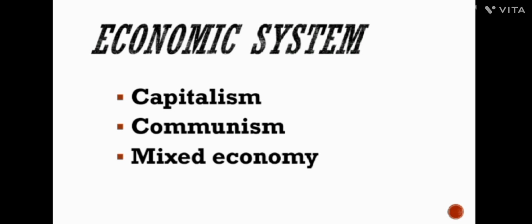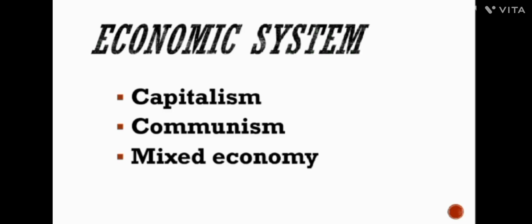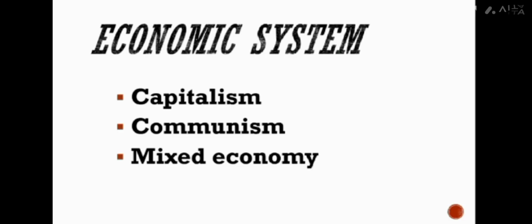Next is communism. Now what is communism? Communism means the state or the government controls everything: ownership, production, distribution. The government will decide what has to be done. For example, countries like Russia and China are communist countries, because everything is controlled there by the government.